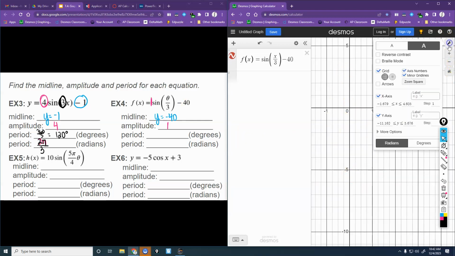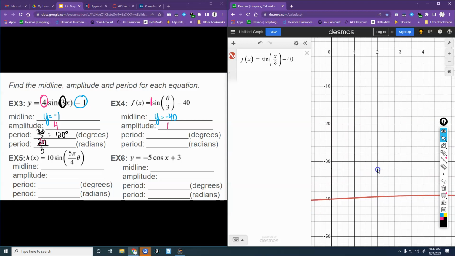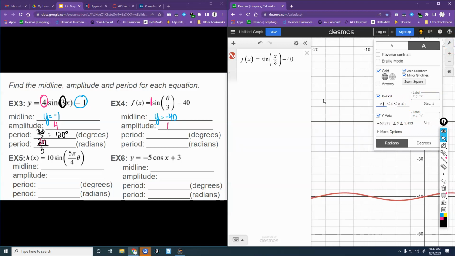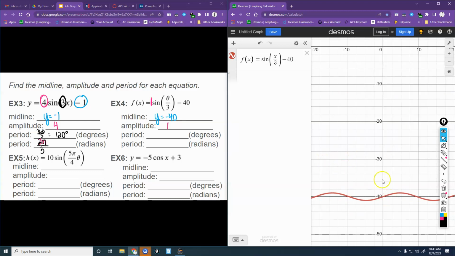So I need to go over here to my y-axis and make that lowest number like negative 50 or something like that. Okay, I can see it a little better now, but I think I need more. Let's go from like negative 20 to positive 20 over here. Okay, now I can at least see I've got a curve, right? So I've already found the amplitude is 1 and the midline is negative 40. So if I type in y equals negative 40, it'll graph that there for me.